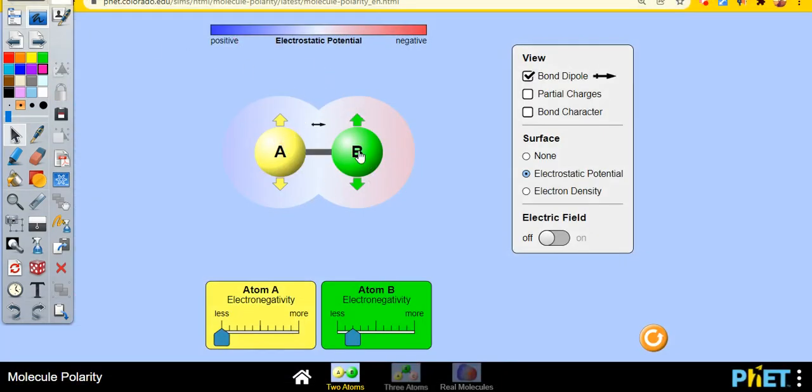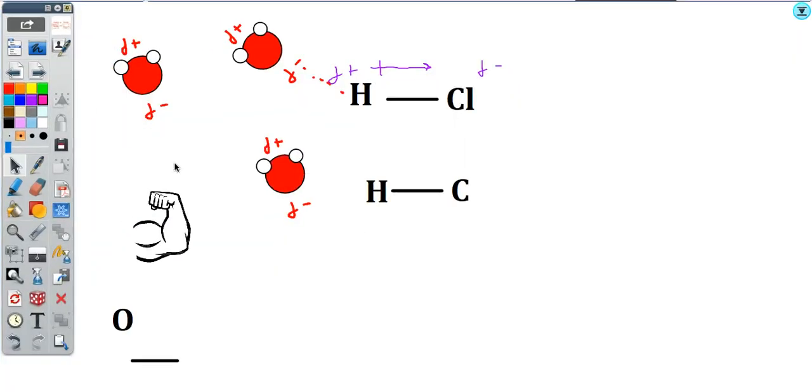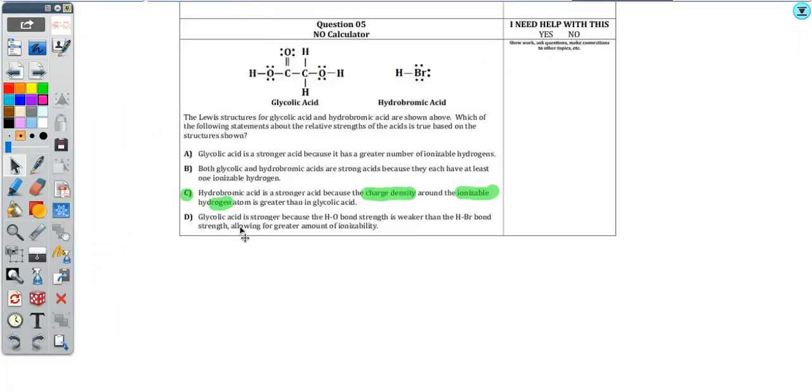And so as you think about this visually, I've got two atoms here. Their electronegativities are fairly close together, so the charge density is not very great. Compare that to two atoms in which the electronegativities are very different. The charge density, positive region, negative region, is much greater here. And so this question is just that technical description of one of the reasons we define an acid as a strong acid.